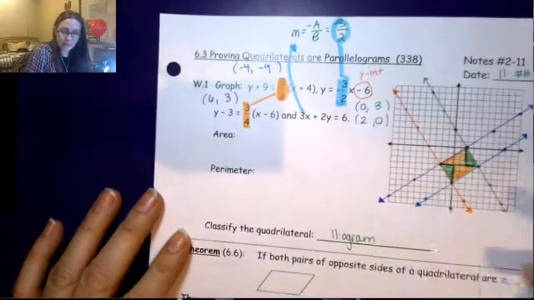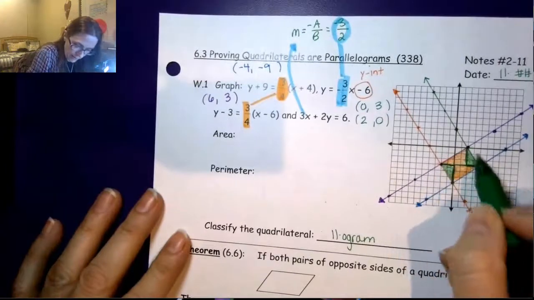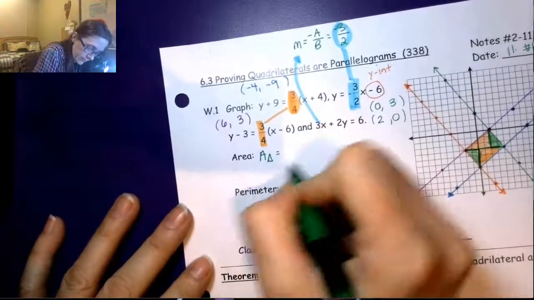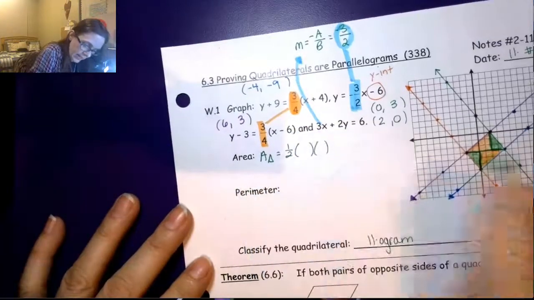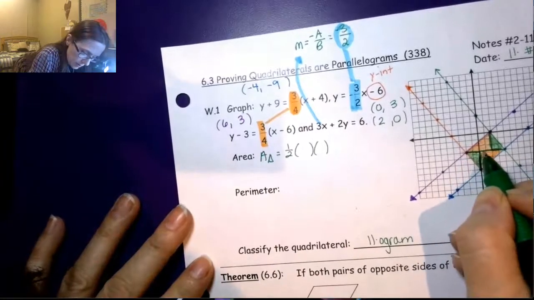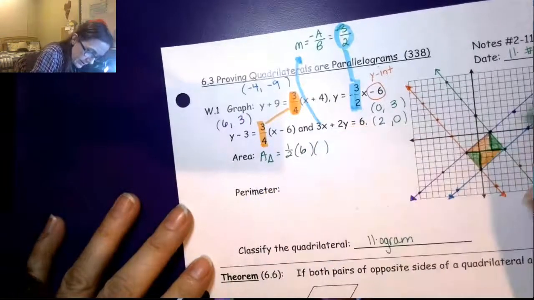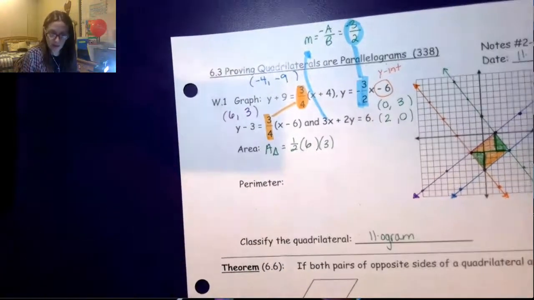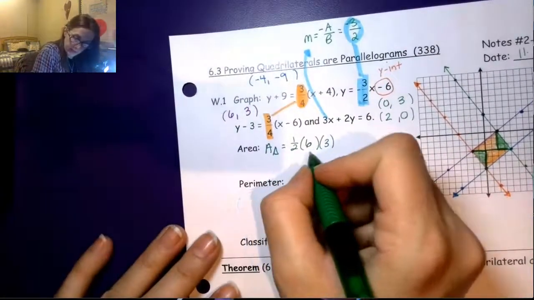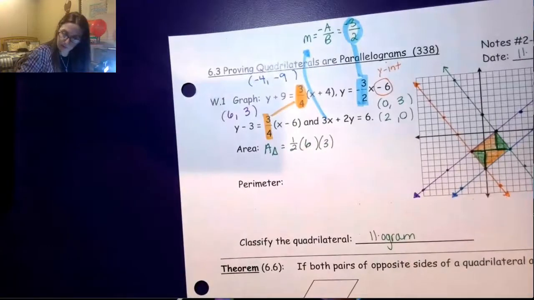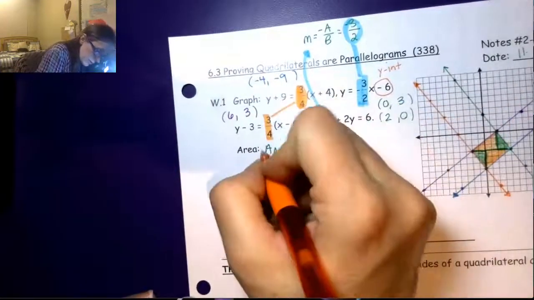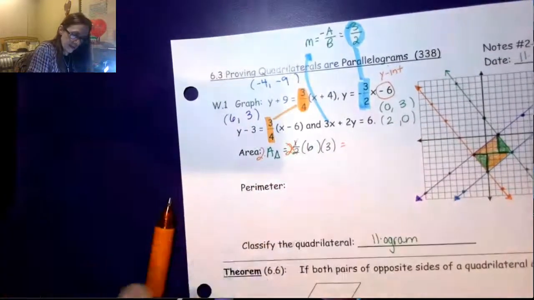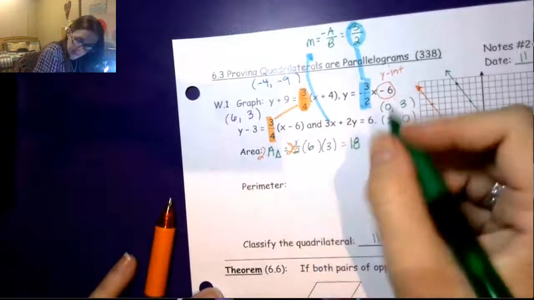So I do have different triangles though. I have this whole triangle, the green-orange triangle. I could find the area of the triangle, which will be 1/2 base times height. This base would be 1, 2, 3, 4, 5, 6. This height would be 1, 2, 3. Now the thing is, how many of those triangles do I actually have? I have 2 of them. So it's 2 times that 1/2, which will cancel, giving me 6 times 3, and I get 18 units squared.